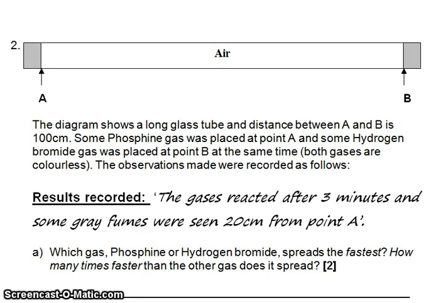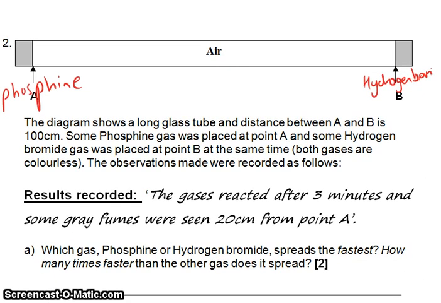Right, question number 2. We've shown an experiment here where we've got a long glass tube which is 1 metre long, and we've got point A where phosphine gas is going to be introduced, and point B over the other side is where hydrogen bromide gas is going to be introduced. Let's just put those in.